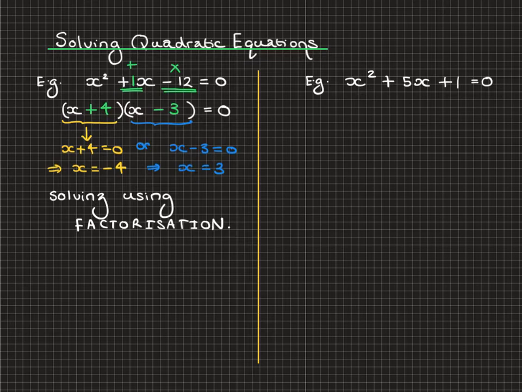Now, at the end of the last lesson, we had a look at an example a little like the question here, on the right-hand side. What we discovered was that we were unable to factorise this, and if we tried, we weren't able to find a pair of numbers which multiplied together to give us positive 1 and which added together to give us positive 5. So our conclusion was that we could not solve this particular quadratic equation using the process of factorisation. We've got to use some other kind of process to see if we can solve this.